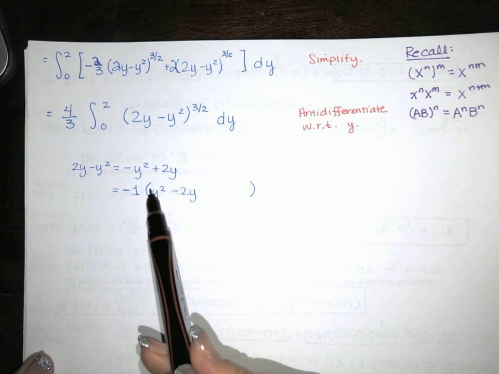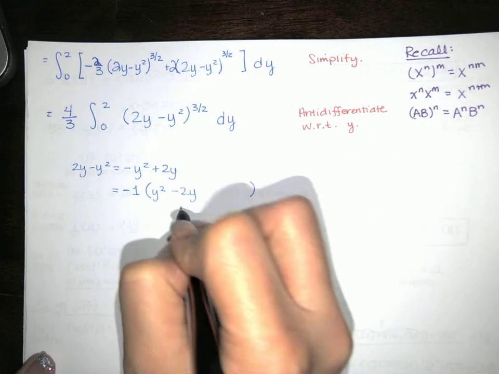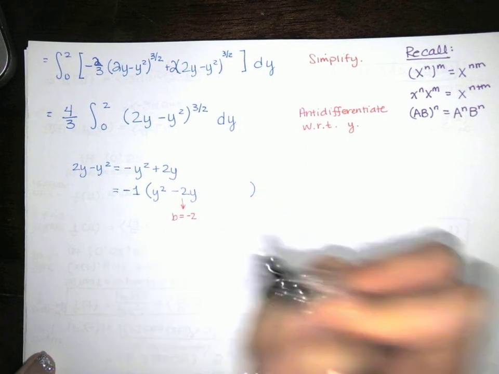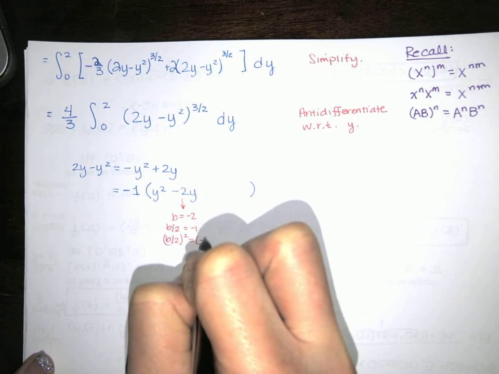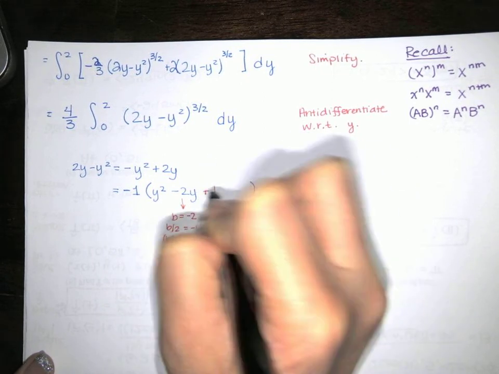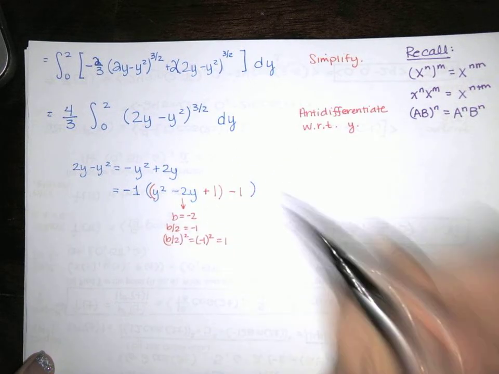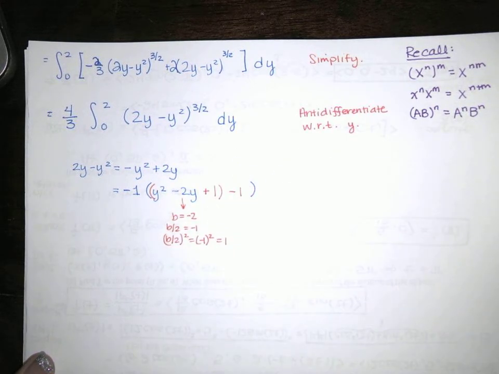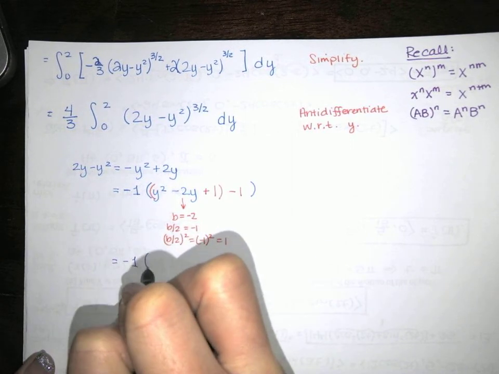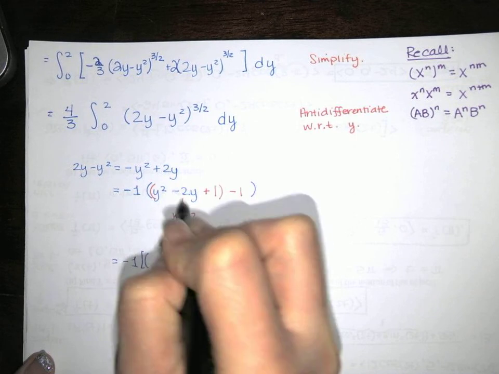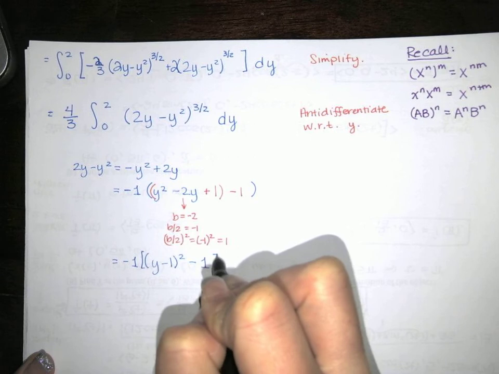Then, once I have a positive 1 as a coefficient of the y squared in parentheses, I complete the square here. To do that, I identify b, take half of b, and square it. Negative 1 squared is positive 1. I add 1 to complete the square. And then to compensate for adding 1, I subtract 1. So now I've got negative 1 times this quantity, which factors to y minus 1 squared, and then I'm subtracting the 1.